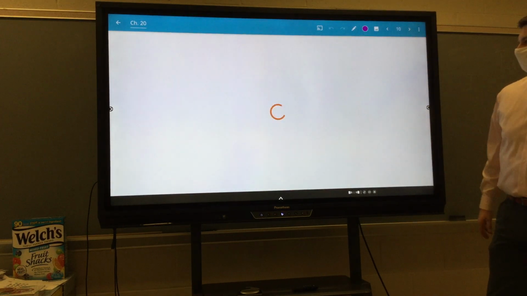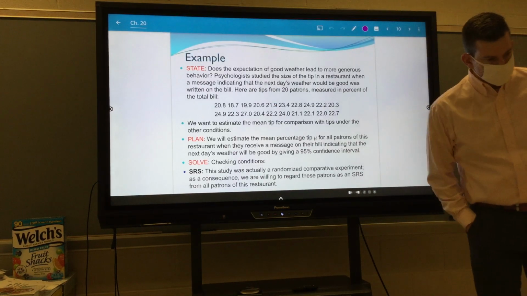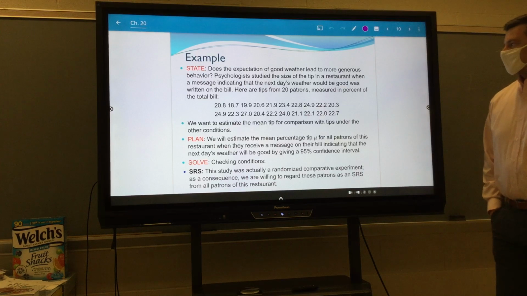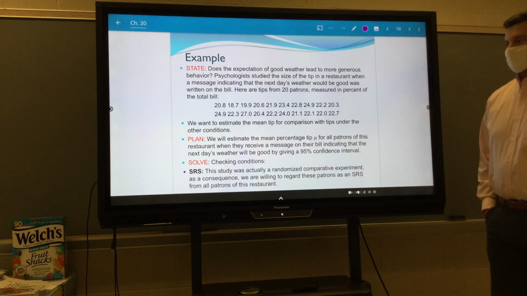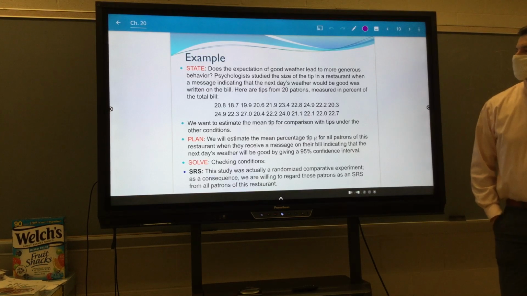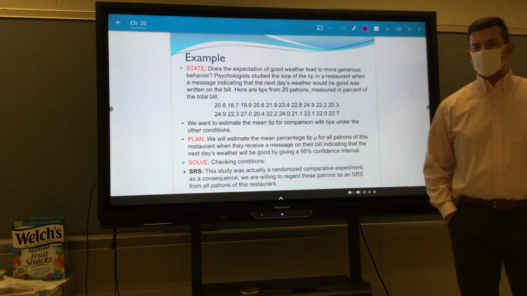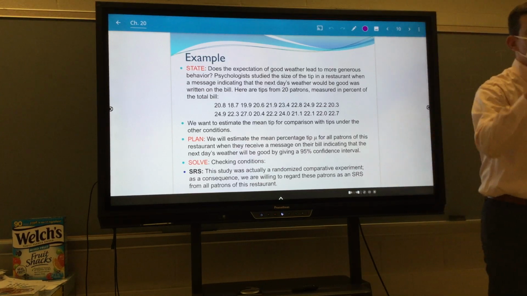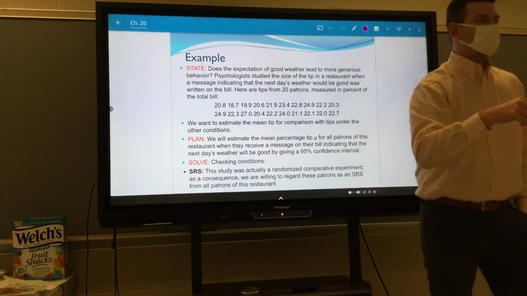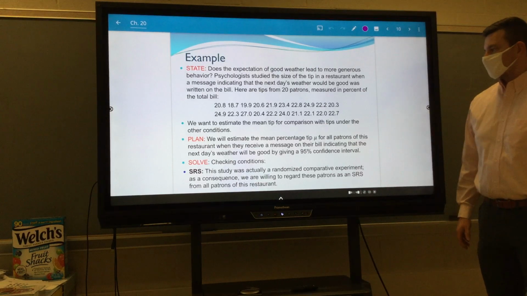We have an example problem here that we'll use to practice. It says, does the expectation of good weather lead to more generous behavior? Interesting, as our weather gets better and we see highs in the 60s this week. It says psychologists studied this by looking at the size of the tip in a restaurant when a message indicating that the next day's weather would be good was written on the bill. So kind of giving them the heads up that tomorrow's weather is supposed to be really nice. Enjoy. Does that put people in a good mood and more generous as they are assigning their tip?